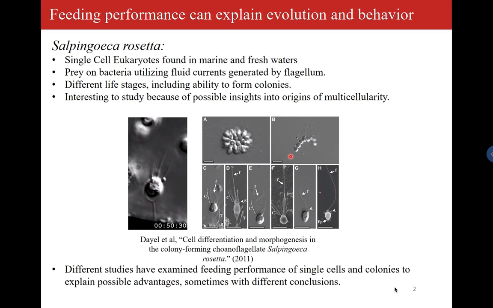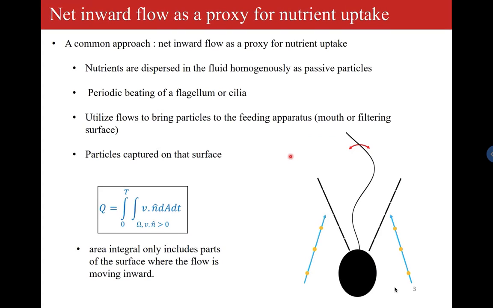So several studies have examined the feeding performance in single cells versus colonies, trying to look for possible advantages. A common approach in these studies is to think of the net inward flow as a proxy for nutrient uptake. The idea is that nutrients are dispersed in the fluid homogeneously as passive particles, and through periodic beating of a flagellum or cilia, the organism utilizes flows to bring particles to a filtering surface. Whereas the fluid passes through the surface, the particles are captured.